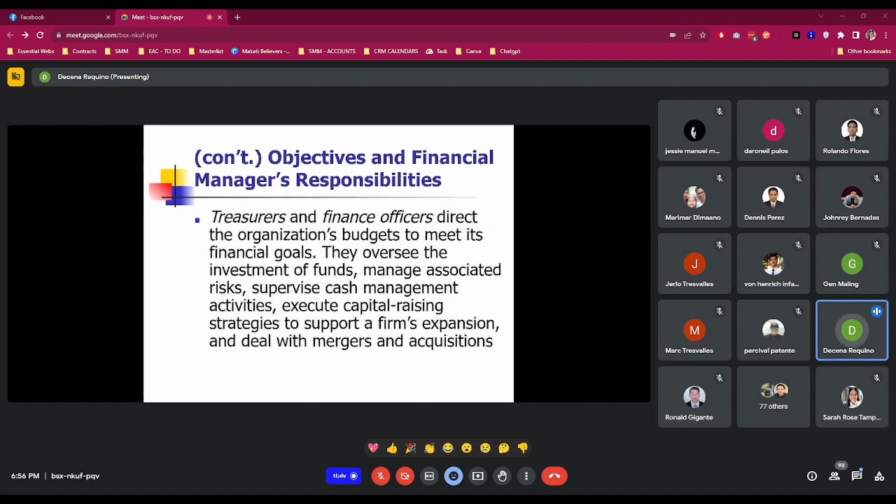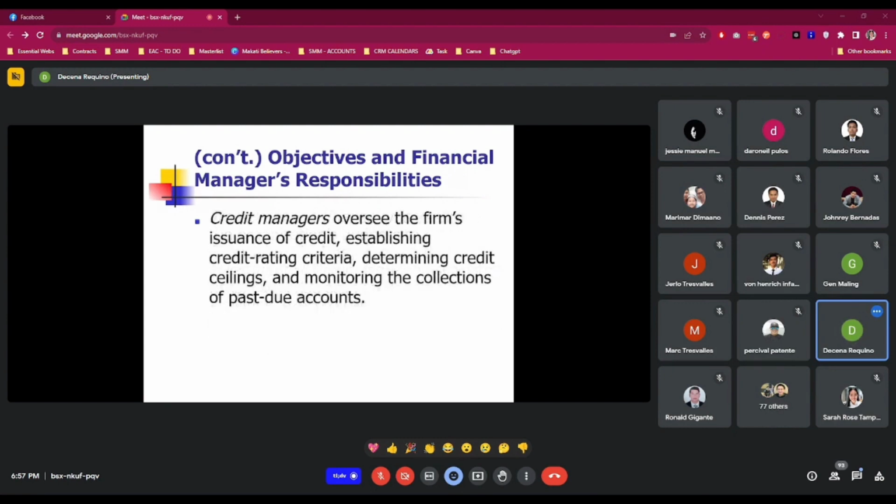Then yung treasurers and finance officers. It directs the organization's budget to meet its financial goals. They oversee the investment of funds, manage associated risks, supervise cash management activities, execute capital raising strategies to support a firm's expansion, and deal with mergers and acquisitions.